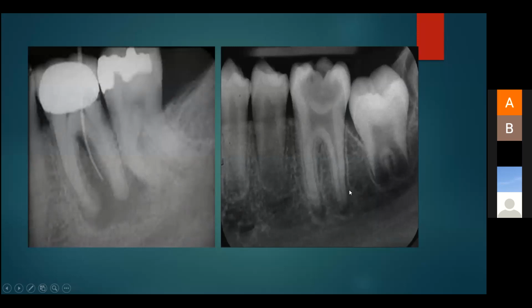Here, the first diagram I showed you was the initial lesion of apical periodontitis, but here you can see it is progressing into a severe one. The entire lamina dura is becoming discontinuous. This is how you have to judge the radiograph and arrive at a diagnosis.